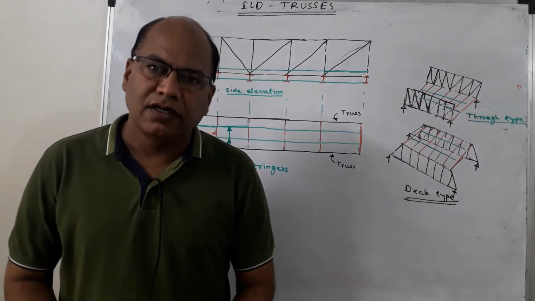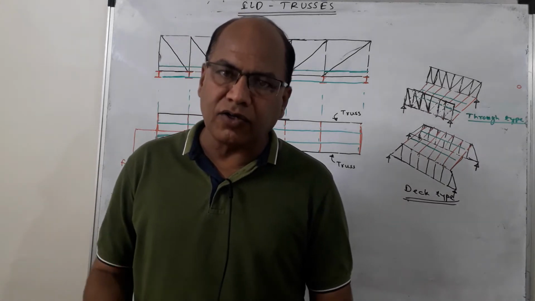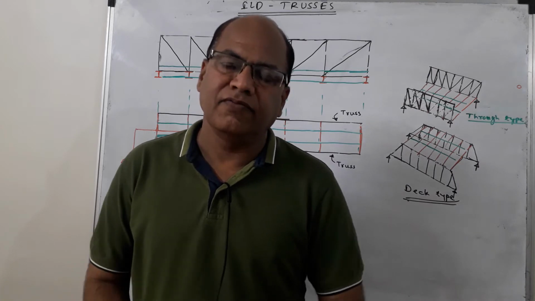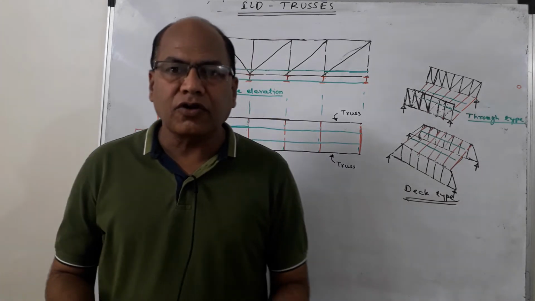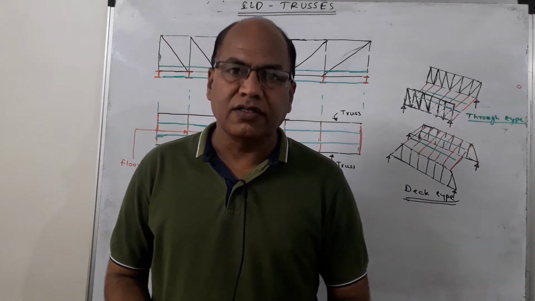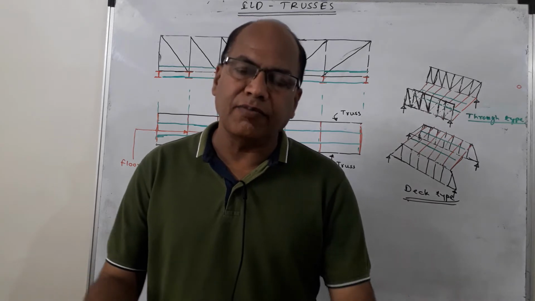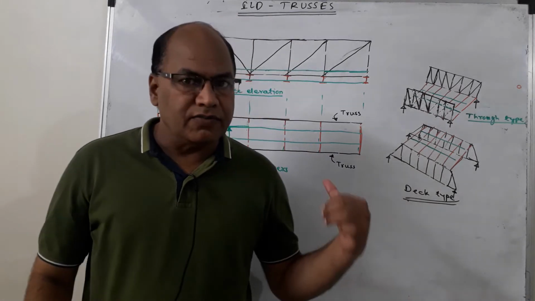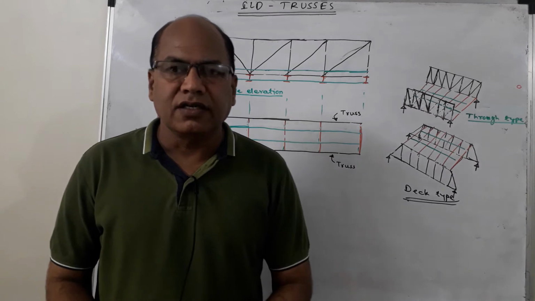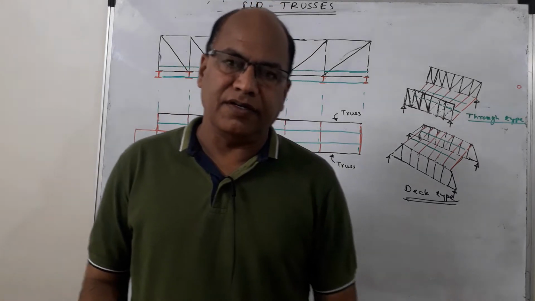Hello students, in the previous videos, that is ILD part 1, ILD part 2 and ILD part 3, we have seen how to draw the influence line diagrams for reactions at supports, shear force and bending moment at a given section for a given type of beam. Now from this video onwards, I am going to discuss the ILD for truss members.